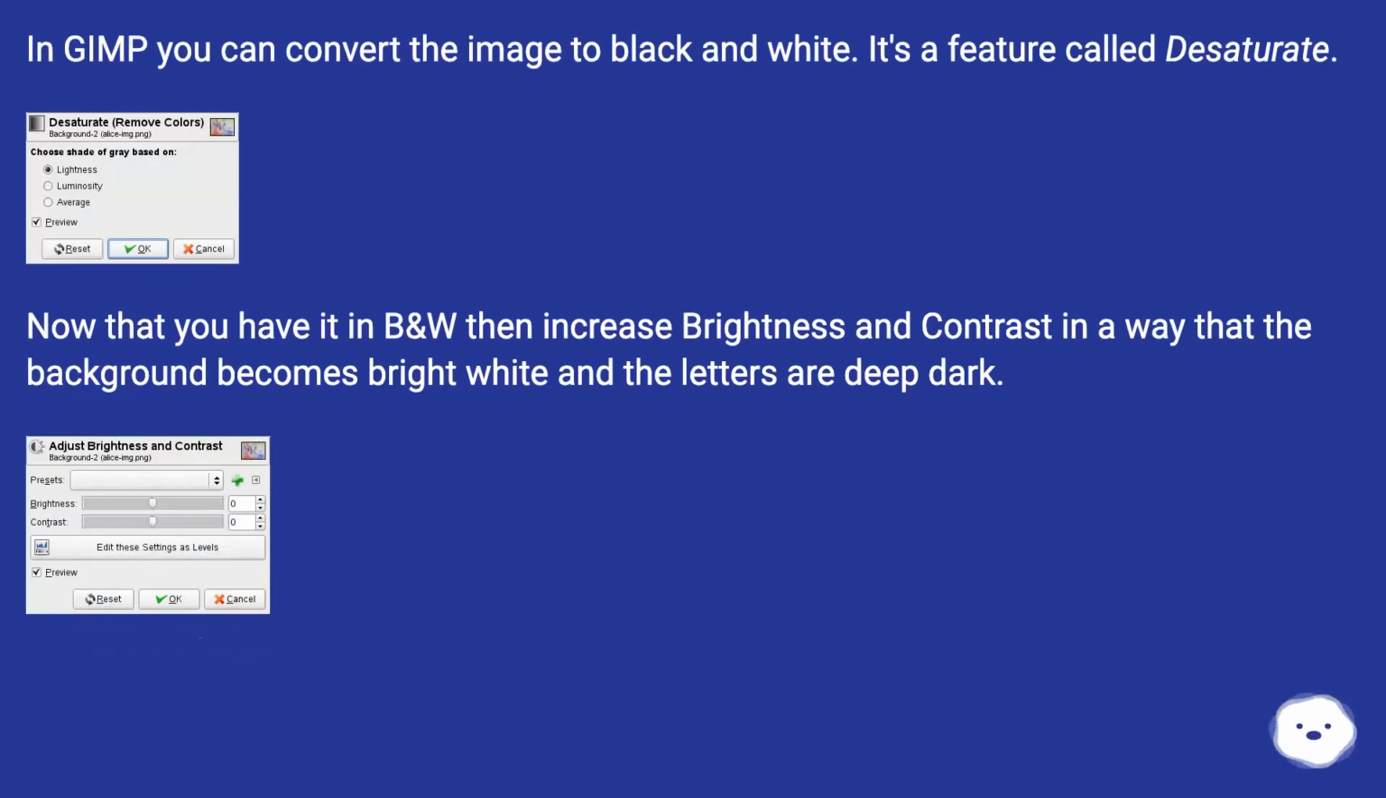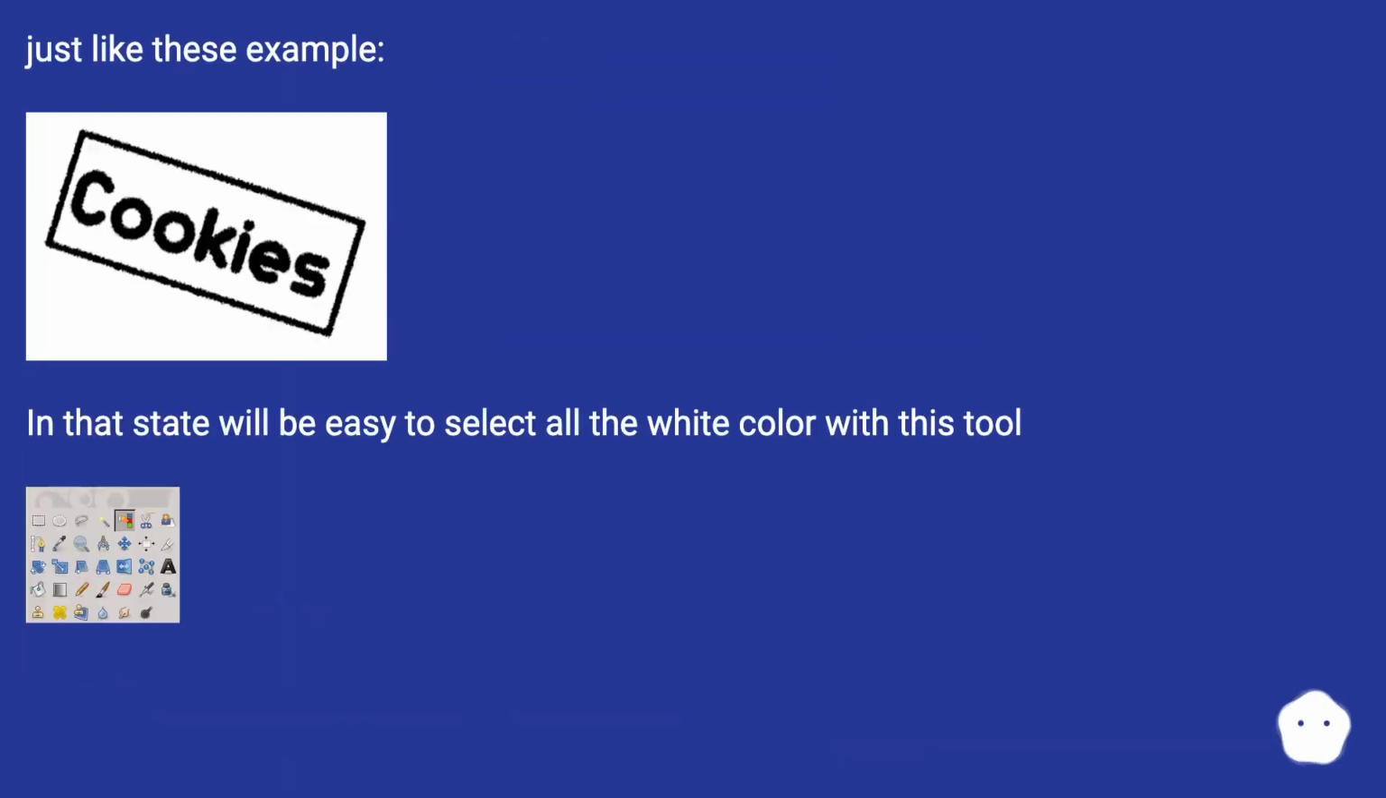In GIMP you can convert the image to black and white. It's a feature called desaturate. Now that you have it in B and W, then increase brightness and contrast in a way that the background becomes bright white and the letters are deep dark. Just like this example. In that state it will be easy to select all the white color with this tool.